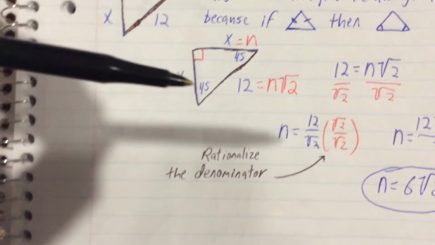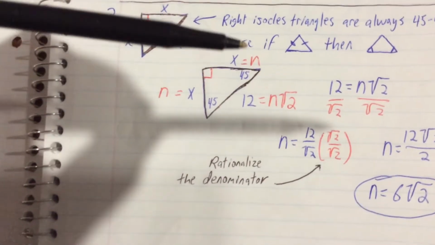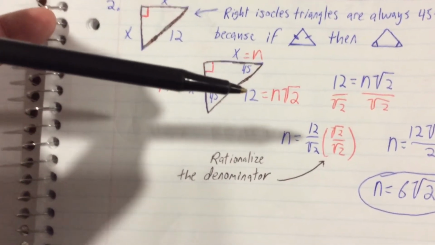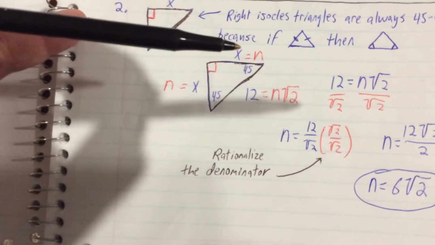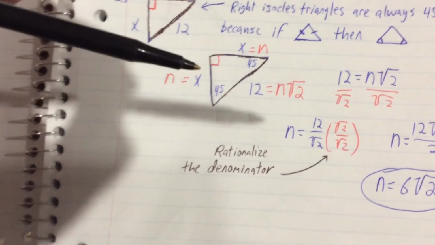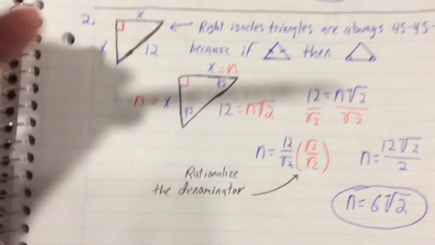Anyways, now that we know we have a 45, 45, 90, they gave us the hypotenuse this time instead of a leg. We're looking for the legs. They're both labeled x. The hypotenuse they gave us is 12. So we still label the legs as equal to n as part of our ratio, and we have the hypotenuse equal to n root 2. So we have 12 equals n root 2.